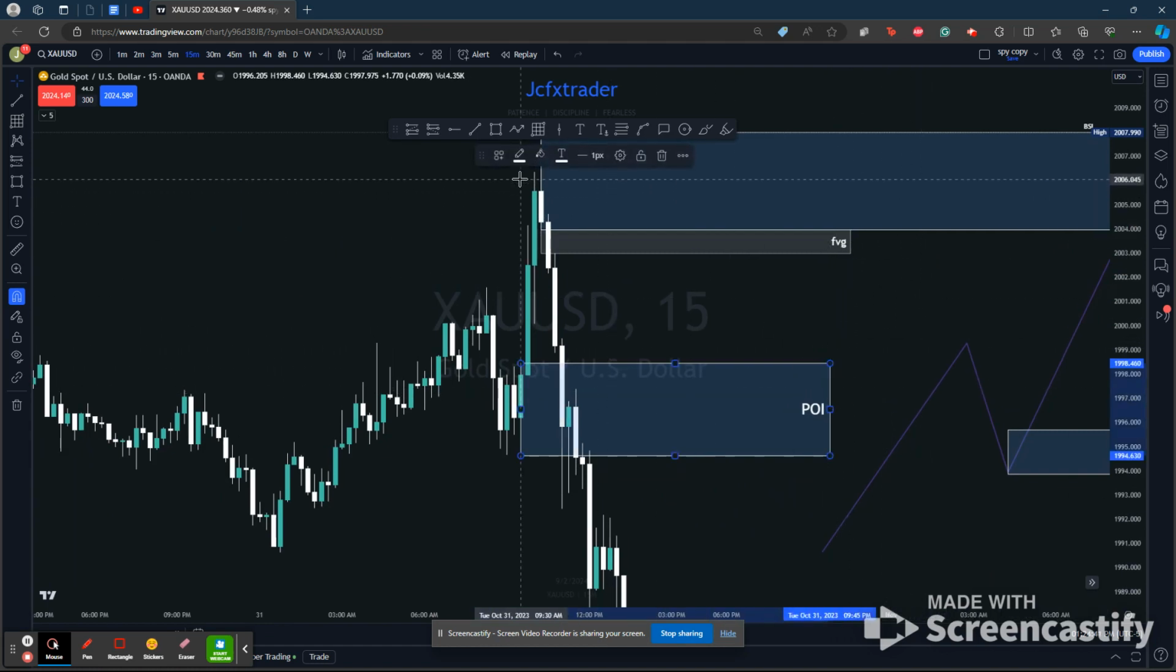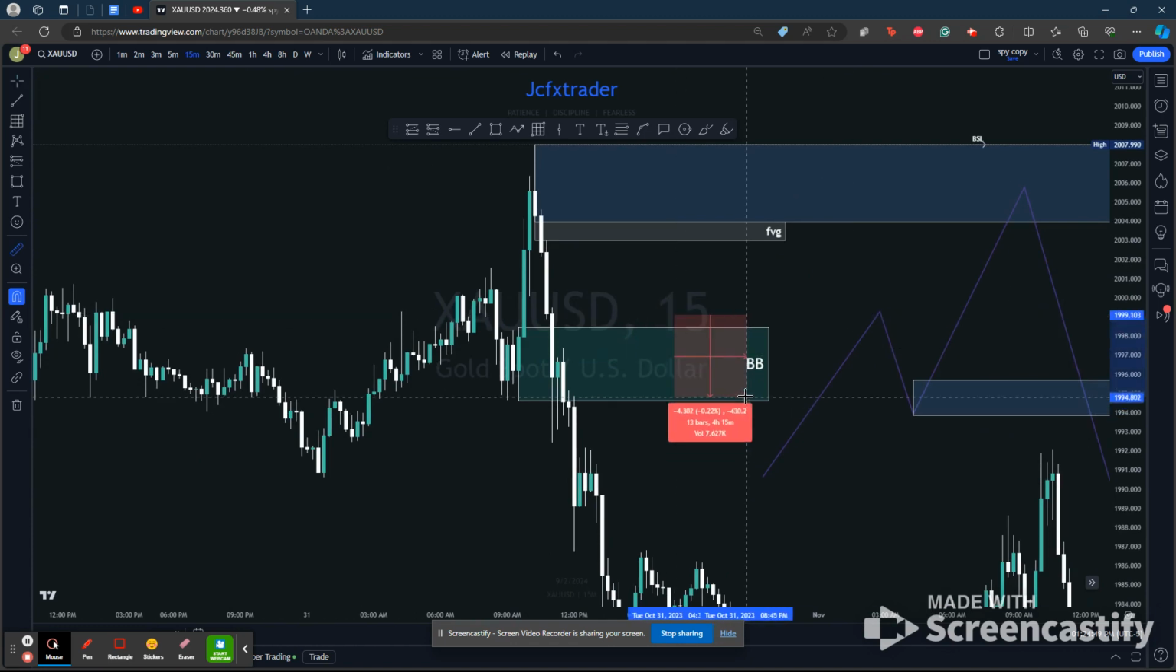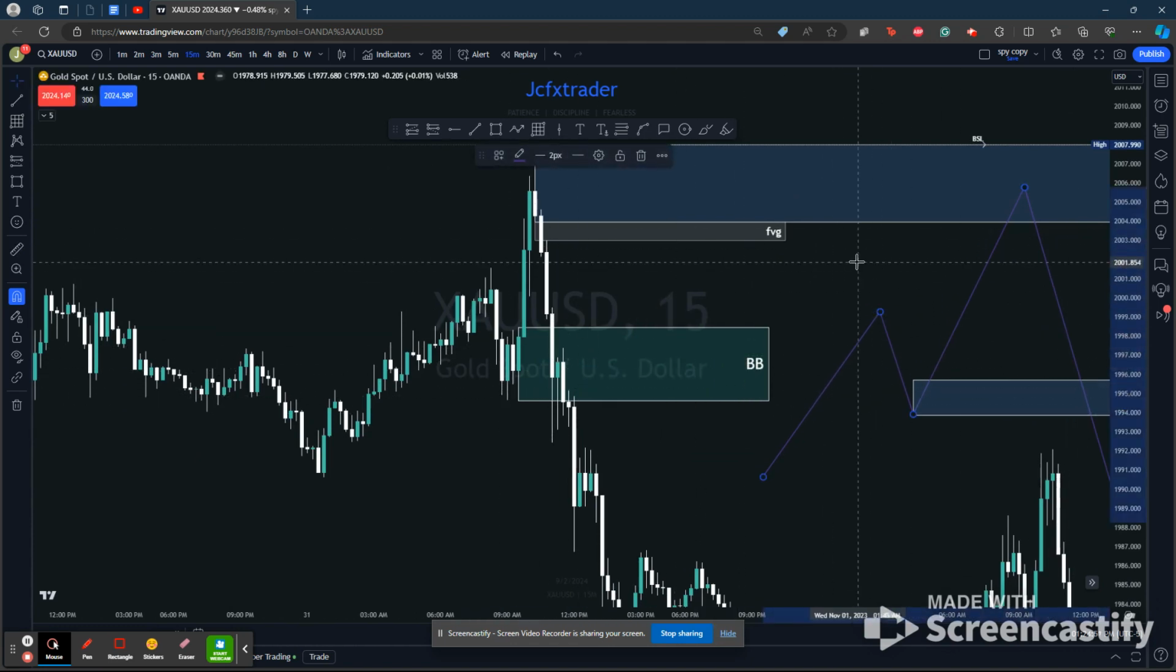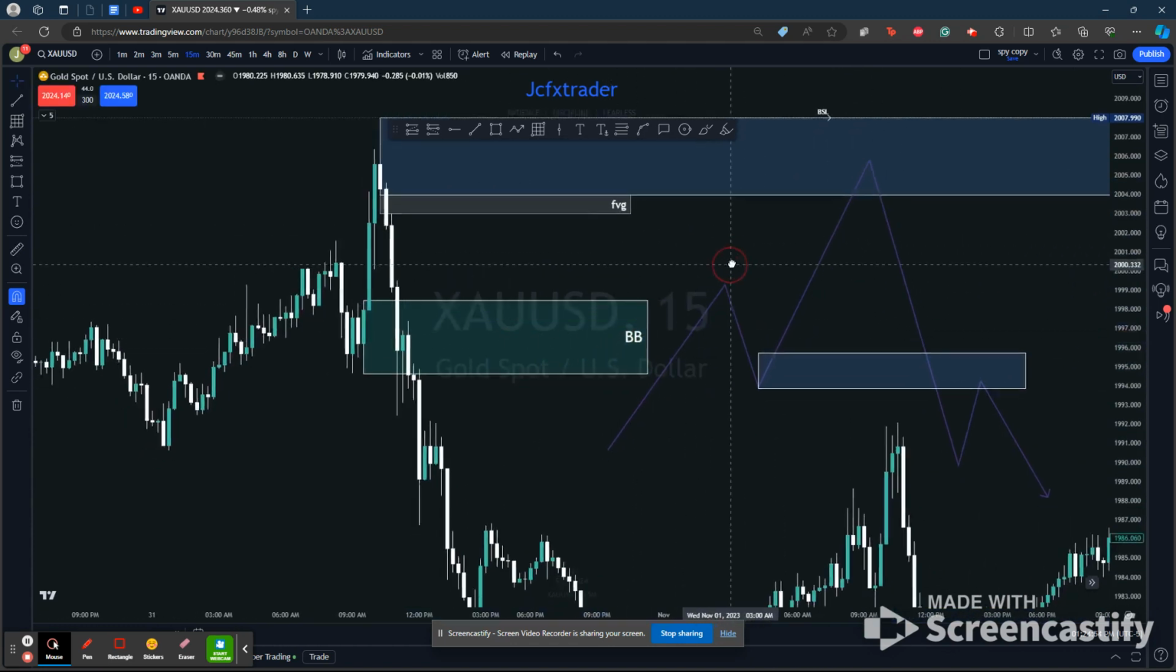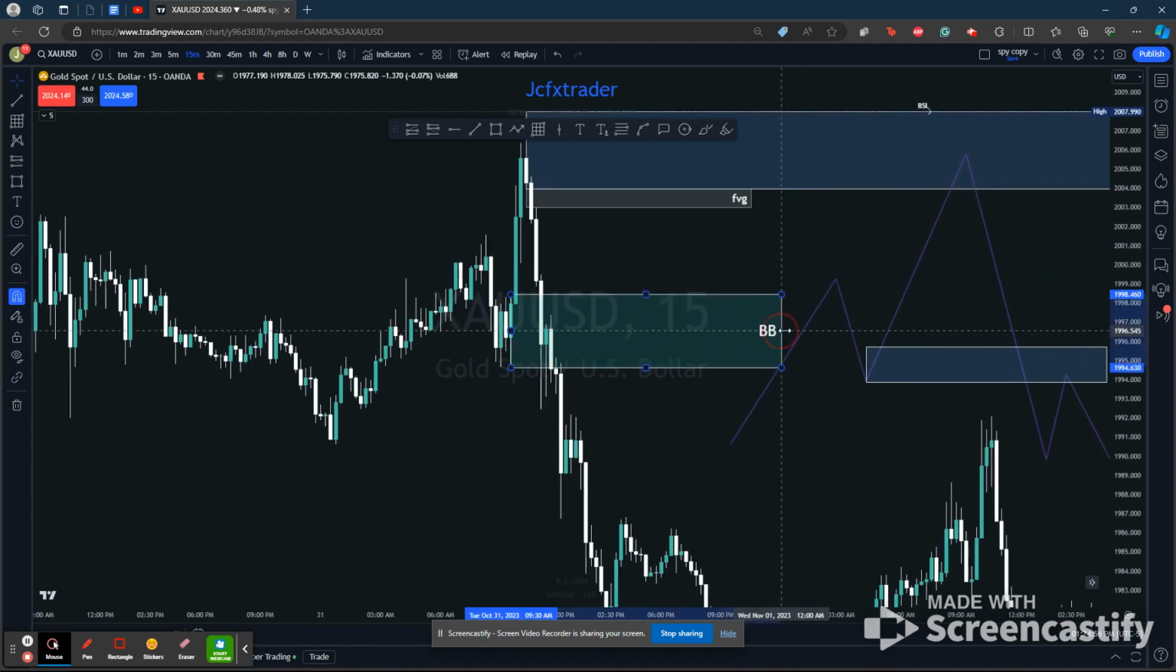So when an order block or a POI gets disrespected, we call this what's known as a breaker block, right? Because it broke through the order block, a breaker block. So what does this mean? This is the same concept as an inverse fair value gap.